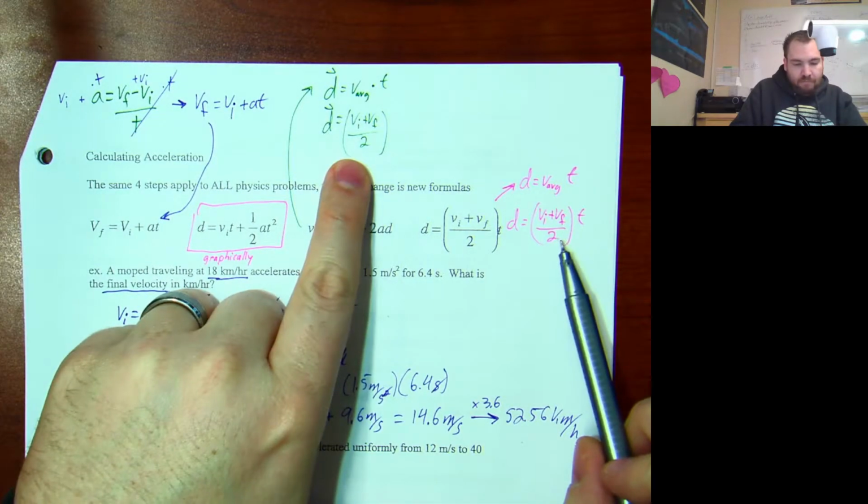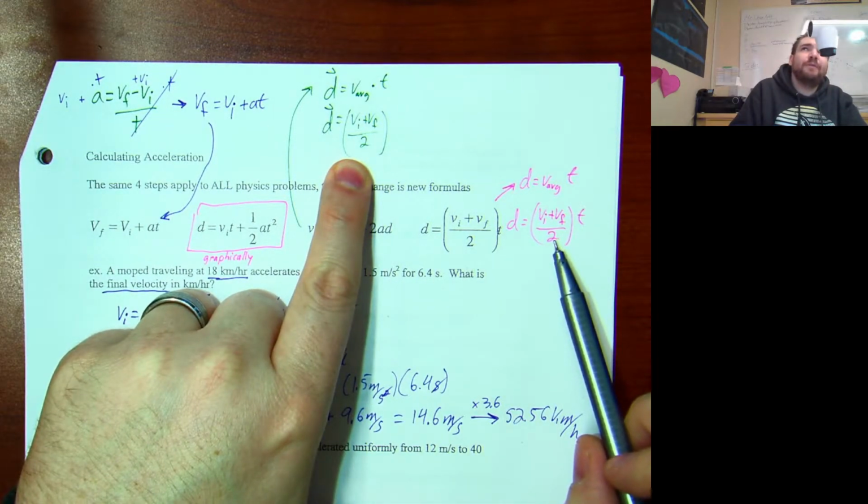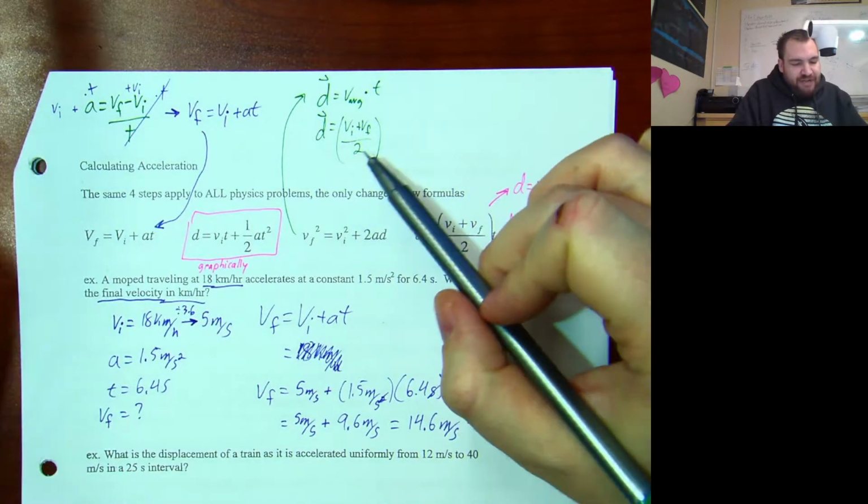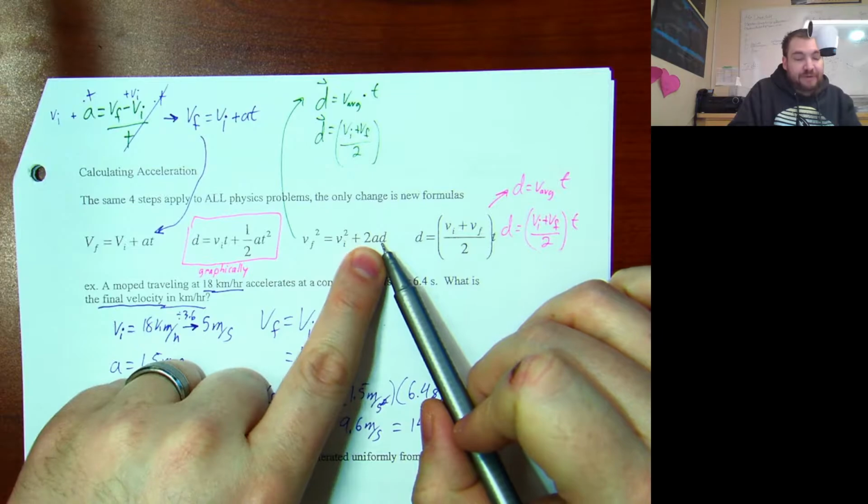That came from here. Do I need to make a note of where that came from? I don't have to draw an arrow or anything? Okay, cool. The other thing I'm going to do is I want to bring in my acceleration term, and I want to get rid of time.